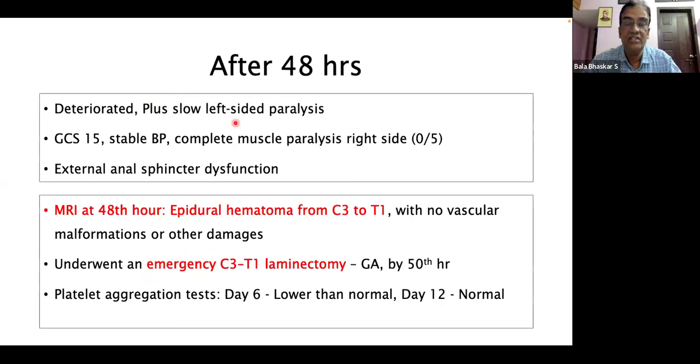Then she gradually developed left side paralysis, not just the right side paralysis. The right side became almost complete paralysis. When they repeated the MRI at 48 hours, what they found was an epidural hematoma at C3 to T1. They found no vascular malformations and no other damage except for this hematoma. So the patient was subjected to an emergency laminectomy, C3 to T1. Even around the time of laminectomy and after that period, day 6 to day 12 also, none of the coagulation parameters were affected. So this is a publication.